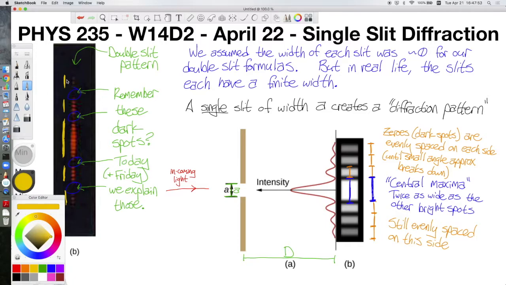So now I want to work on the mathematics for this. And it will turn out the math is going to work out for the single slit pattern that we're going to be looking for only the locations of dark spots.